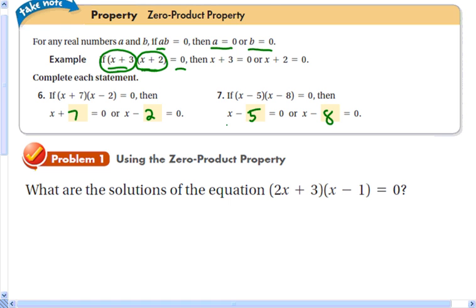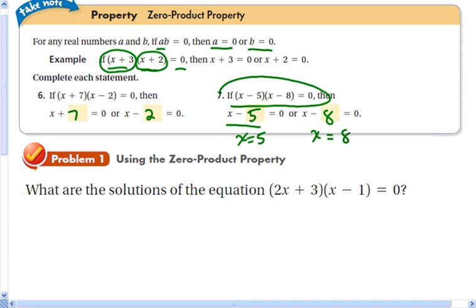And just think about this for a second. If you know x minus 5 is 0, then you know x equals 5, because 5 minus 5 is 0. If you know x minus 8 equals 0, then you know x equals 8, because 8 minus 8 equals 0. So in this equation, the solutions are 5 and 8.